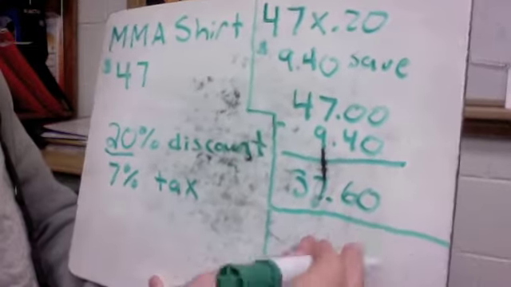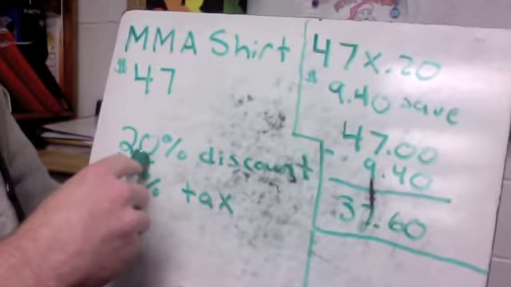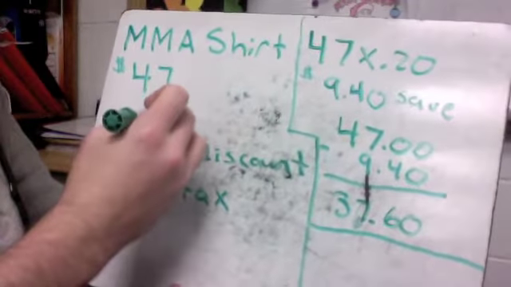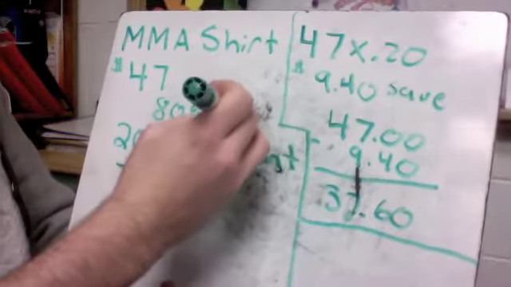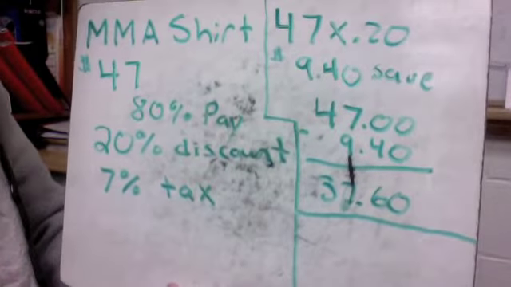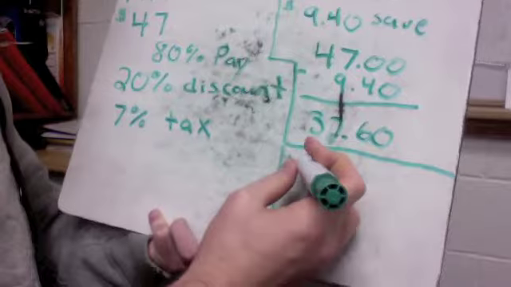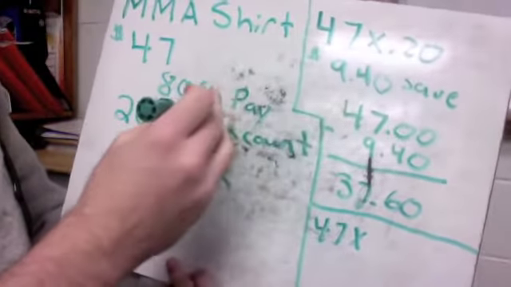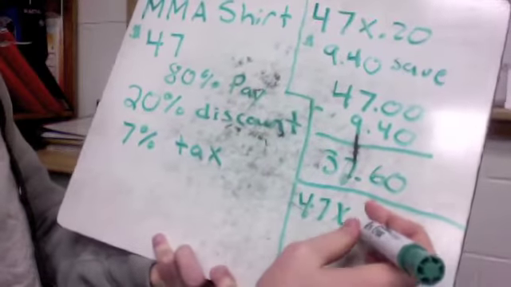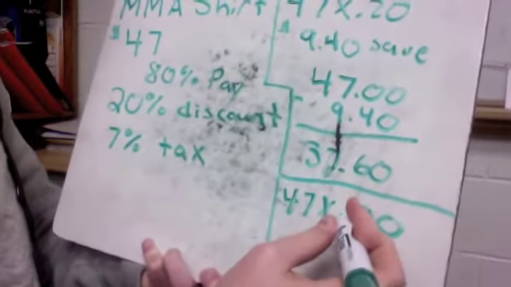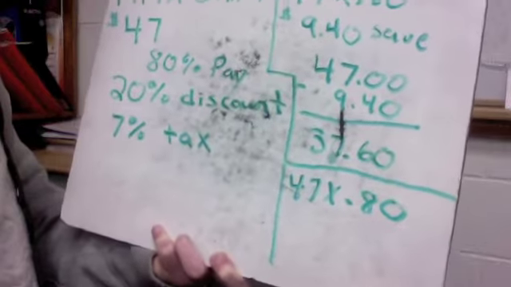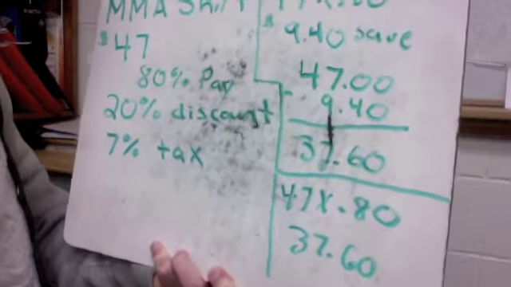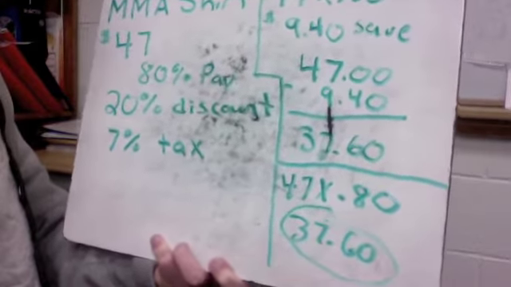Another way to do this is if you know that he's got a 20% discount, everything's out of 100%. So that means that he has an 80% that he is actually paying for the shirt. So we could just do this. I could do 47 times, instead of times 0.20 to get the save, I could get how much he pays right away. I could do 47 times 80% as a decimal, which would be 0.80, and then right away I'm going to get $37.60. So now we know that this is how much he's paying for the shirt.